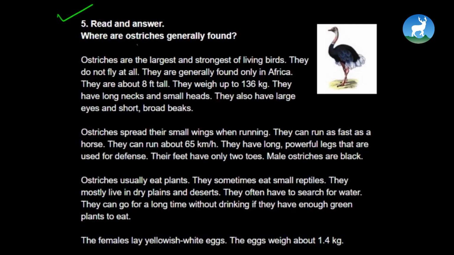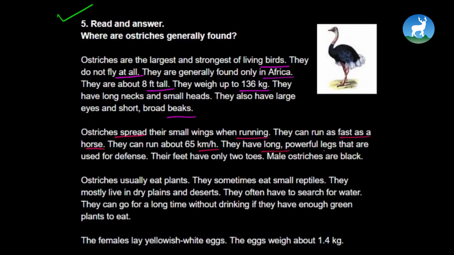Now let's read. Ostriches are the largest and strongest of living birds. They do not fly at all. They are generally found only in Africa. They are about 8 feet tall. They weigh up to 136 kilograms. They have long necks and small heads. They also have large eyes and short, broad beaks. Ostriches spread their small wings when running. They can run as fast as a horse. They can run about 65 kilometers per hour.